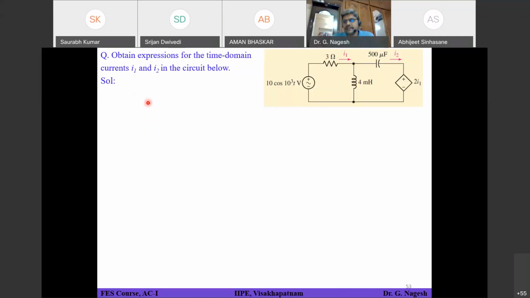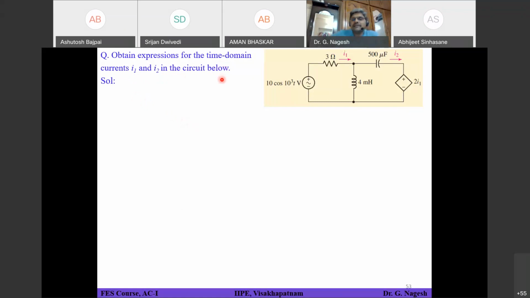Everyone is clear, right? How we are writing the expression? Yes, sir. Okay, fine. Here also we'll see how to write the expression and then we'll see the solving. Obtain the expression for the time domain currents I1 and I2 in the circuit shown below.